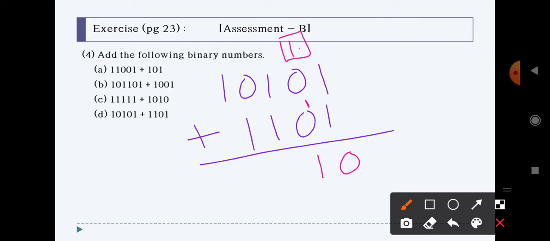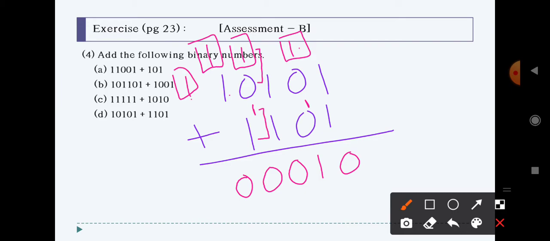So 1 plus 1 will be 0, and you will be having a carry of 1 over here. Fine. After that this 1 plus 0 is going to give you 1, and this 1 plus 1 is going to give you 0 with a carry 1 over here. Now again 1 plus 1 will give you 0 with a carry 1, and nothing is over here, so just drag this one downward, and this is your solution, 10010. Like that you have to solve these things.